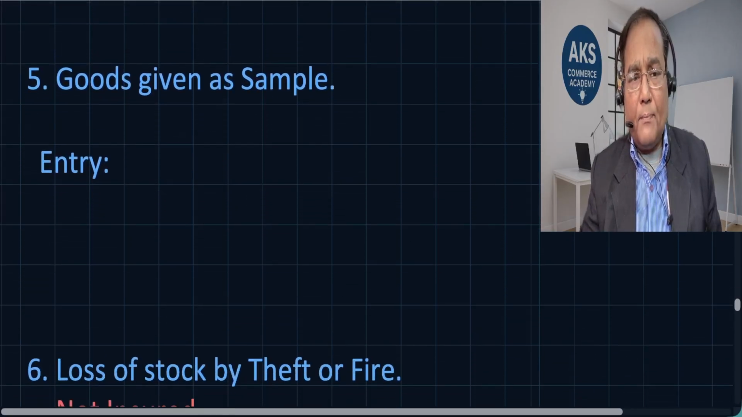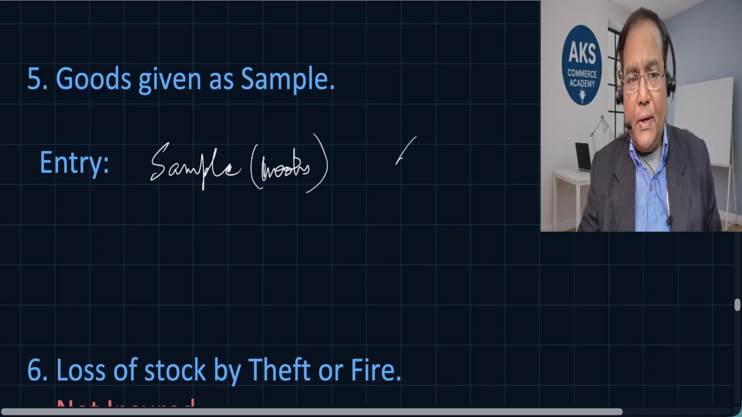Goods given as sample. This is also promotional. So sample goods debit to purchases. This is the entry that we pass.